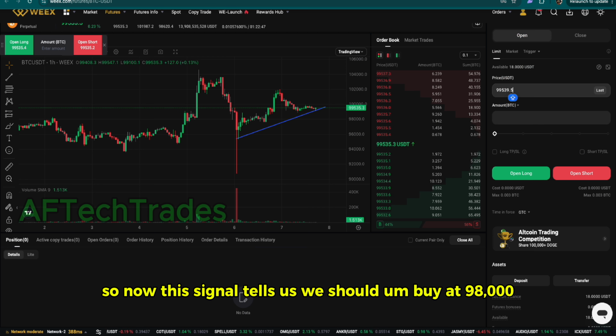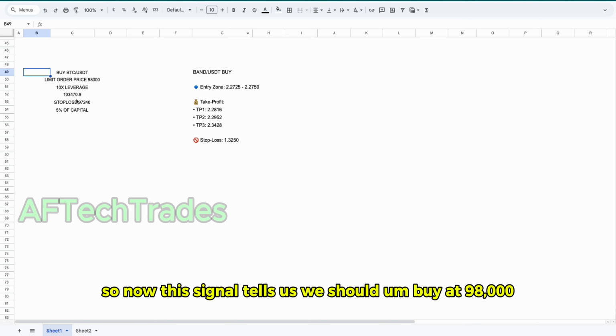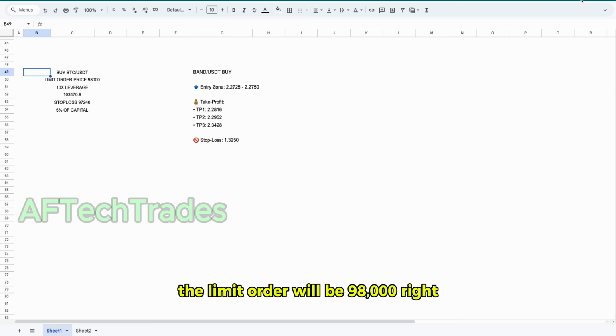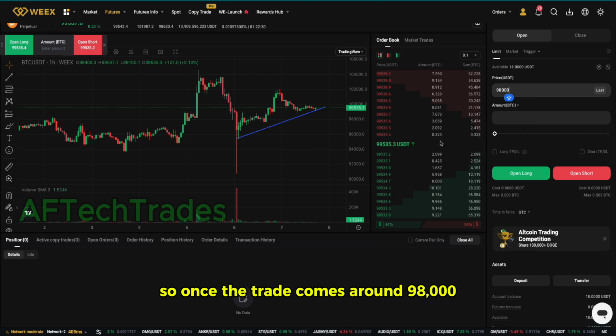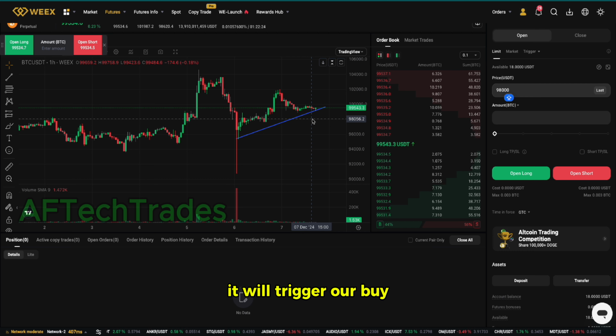So now this signal tells us we should buy at 98,000. The limit order would be 98,000, right? So we'll put in 98,000. Once the price comes around 98,000, it will trigger our buy.